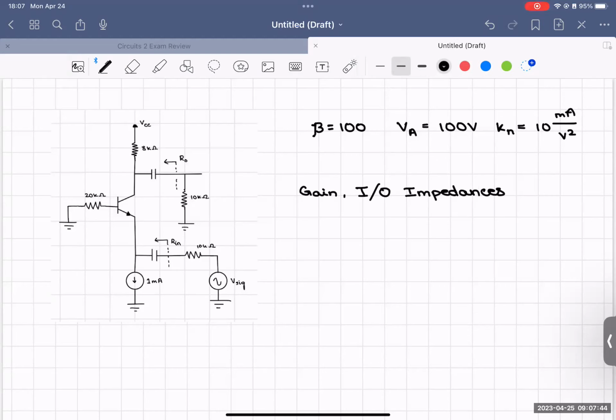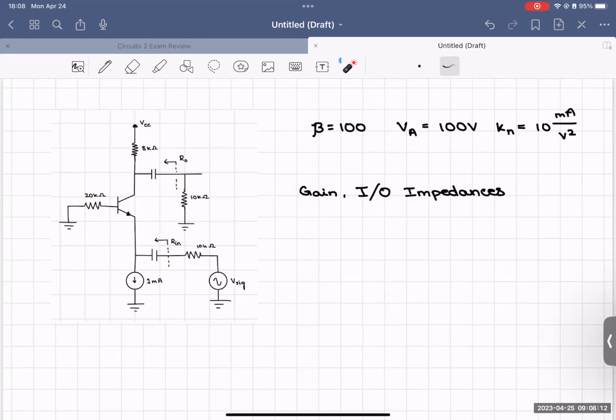Upon first inspection, something I would immediately notice is the 1 milliamp current. We have a current source down here. We have our signal, where R in is coming from. We have our R out here. That'll help when we're beginning to redraw the circuit. We have our resistors there.